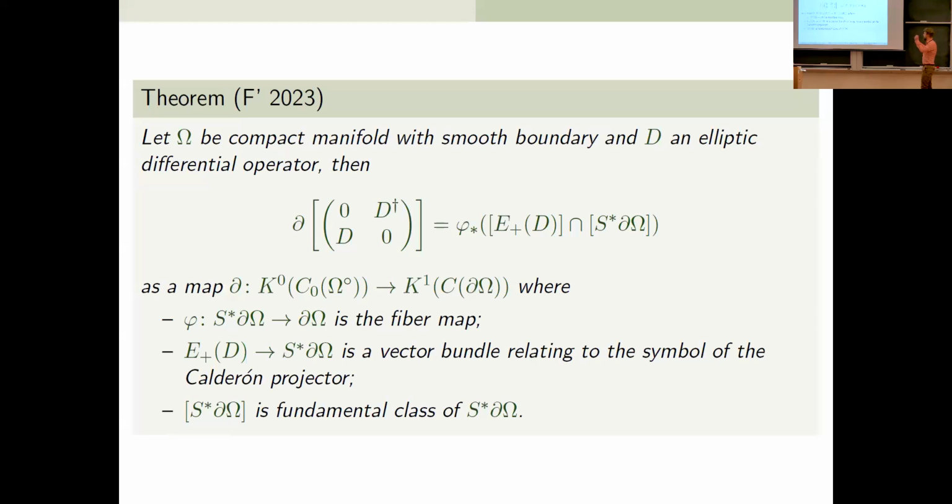What can be said more about this is that this class on the boundary is also Poincaré dual to the obstruction found by Atiyah-Bott of Shapiro-Lopatinsky elliptic boundary conditions, so very nice boundary conditions. That's not presented in the article, but in future work with my supervisor, Magnus. And from this you can just get this Boutet de Monvel index theorem directly.